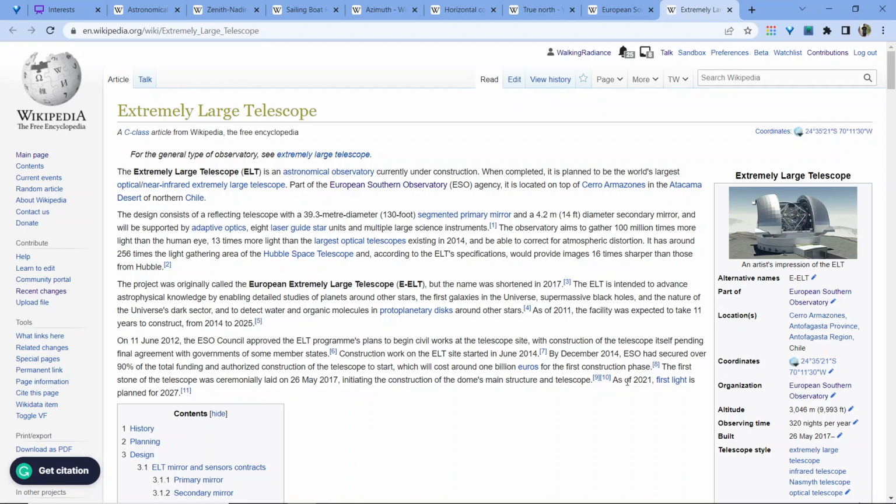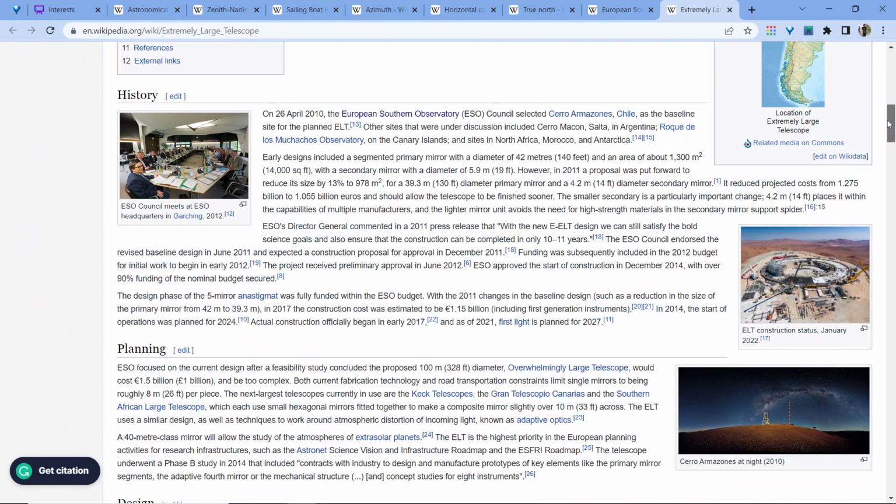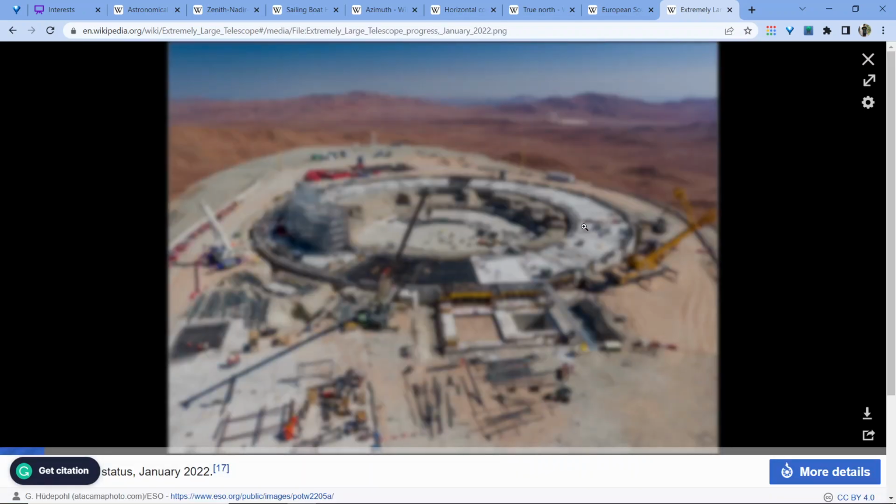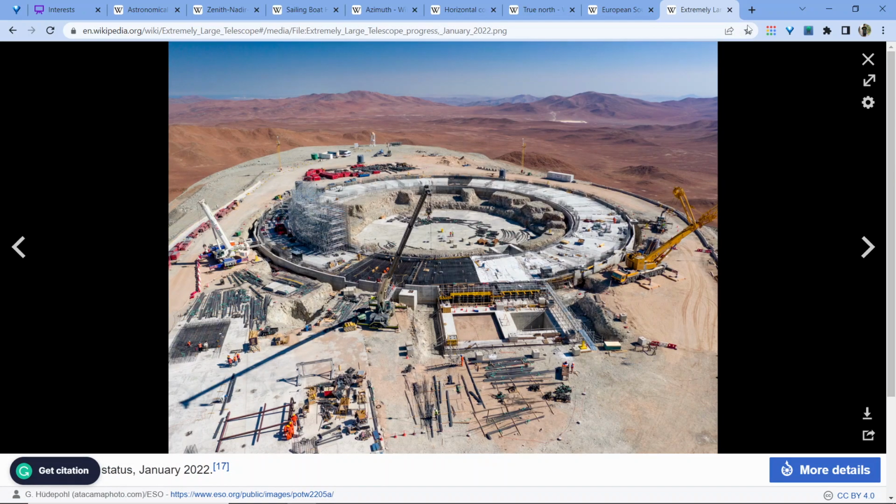Okay, as of 2021, first light is planned for 2027. Here's a picture of the current construction status.